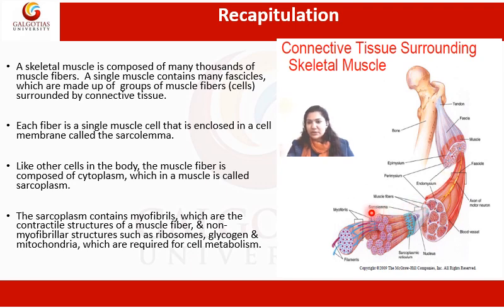which is enclosed with this layer. In this diagram, you can see a muscle cell enclosed with the membrane called the sarcolemma. Here in this structure, this white structure is called the sarcolemma.